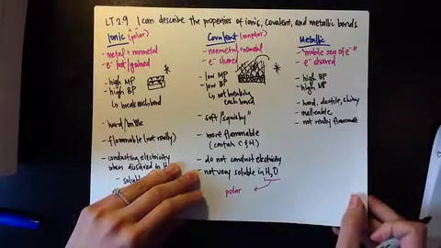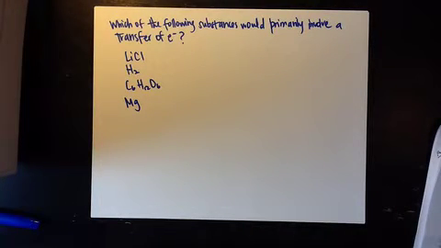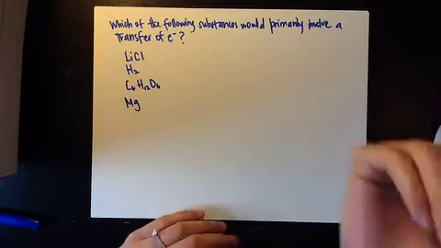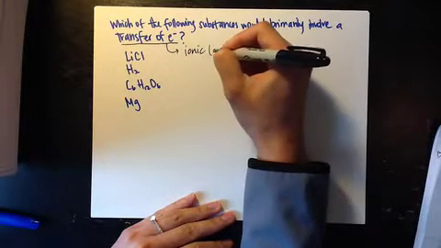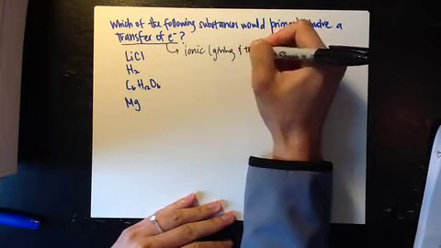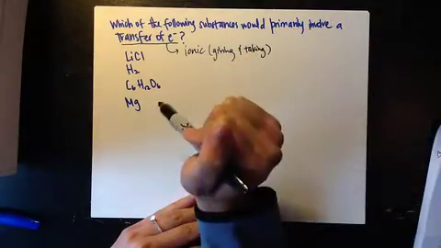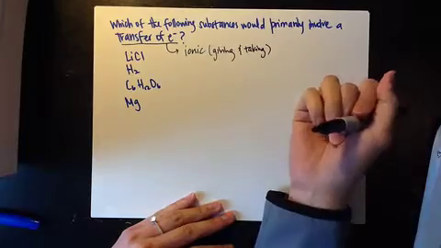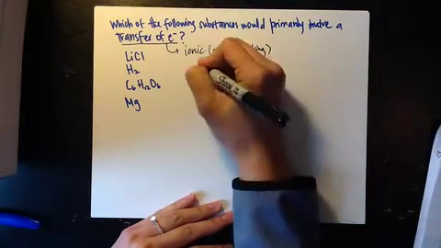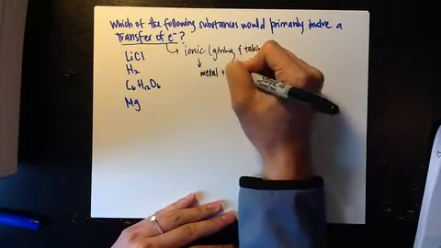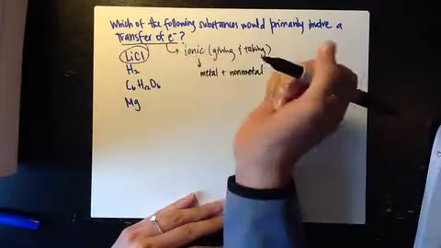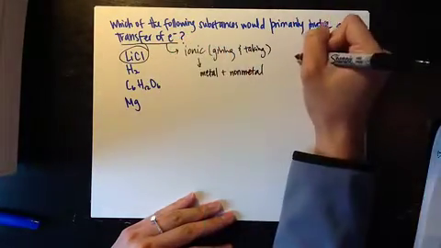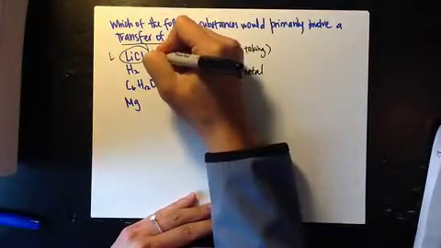But really what you're going to see is a question that looks like this. Which of the following substances would primarily involve a transfer of electrons? Well, the ones that transfer electrons are going to be ionic, right? They're giving and taking. Which one of these is ionic? Let me think back to my notes. The ionic ones are going to be a metal and a non-metal. So, LiCl. If I look on the periodic table, Li is on the left, chlorine is on the right.